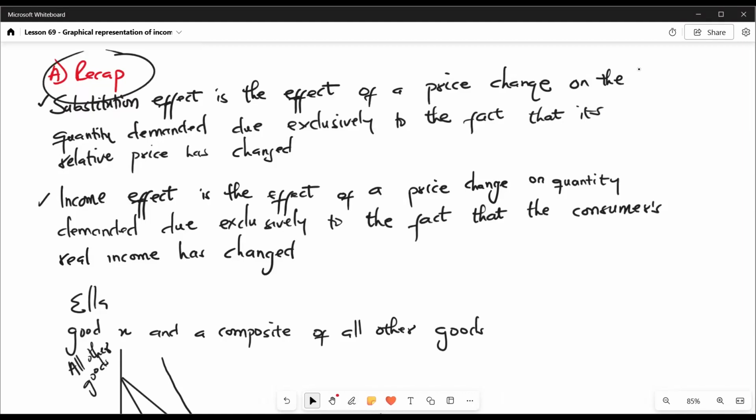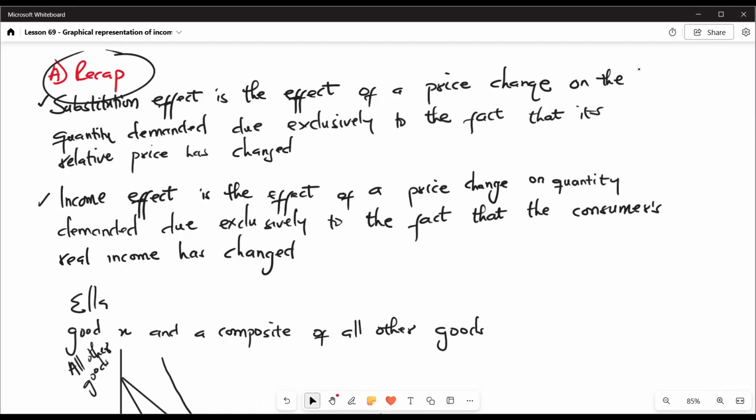We saw that substitution effect is the effect of a price change on the quantity demanded due exclusively to the fact that its relative price has changed. So the consumer is simply substituting one good for another because of the change in the relative prices. And the income effect is the effect of a price change on quantity demanded due exclusively to the fact that the consumer's real income has changed. So, for instance, if the price of the good increases, the consumer's real income has fallen because their purchasing power has fallen. And this is what we meant by the income effect.